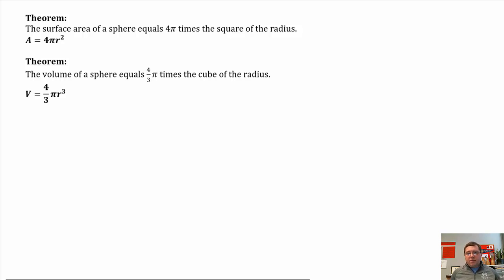The surface area of a sphere, so the area around the outside of the sphere, is 4 pi times the square of the radius. And the volume contained within the sphere is 4/3 pi times the cube of the radius. So the surface area, 4 pi r squared. The volume, 4/3 pi r cubed. You need to know those formulas.